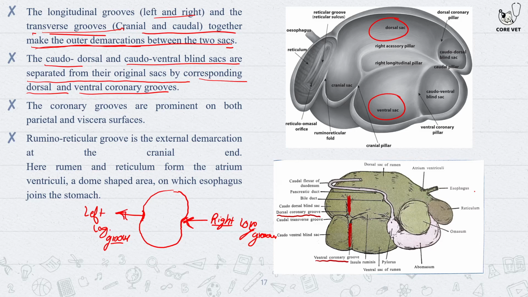So this caudal blind sac is the caudodorsal blind sac because it is in the caudal region and on the dorsal aspect. That's why it is known as the caudodorsal. And on the ventral side, there is a caudoventral blind sac, right? This part is clear. So the caudodorsal and the caudoventral blind sacs are separated from the original sacs. Which were the original sacs? The dorsal sac and the ventral sac. And both blind sacs are demarcated and separated from them by the help of the dorsal coronary groove and the ventral coronary groove.